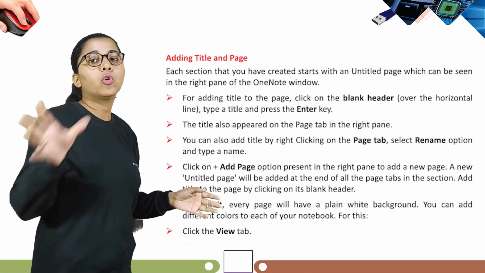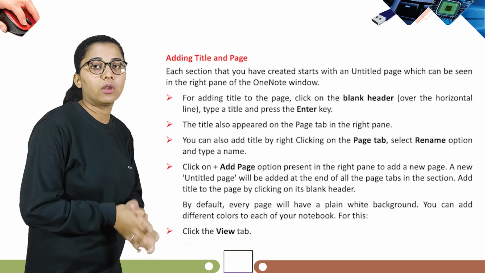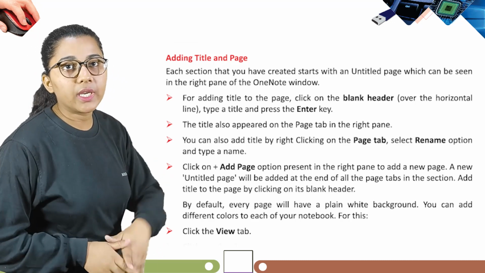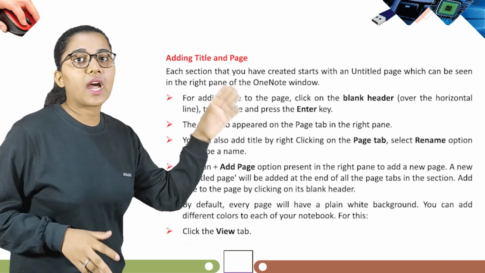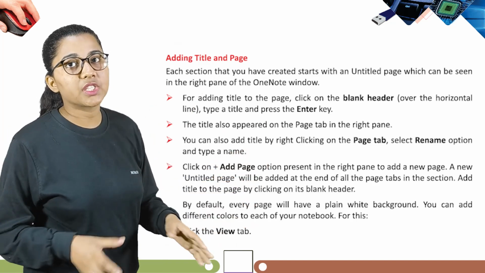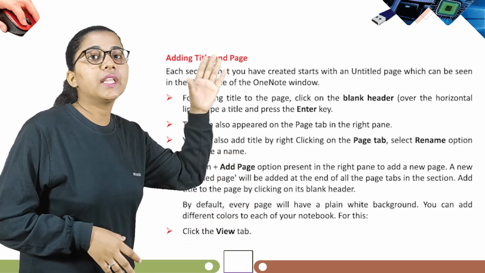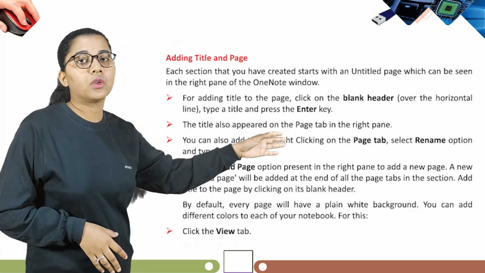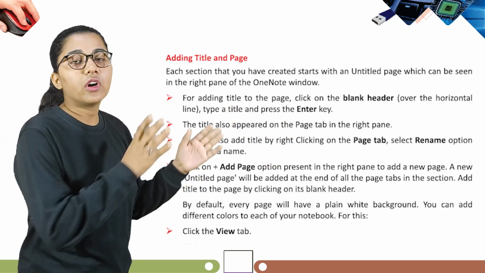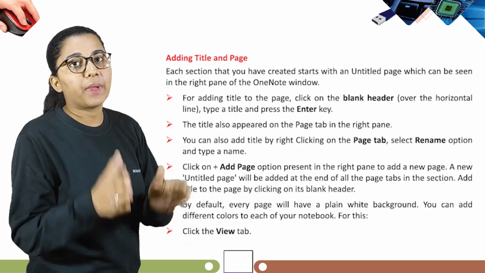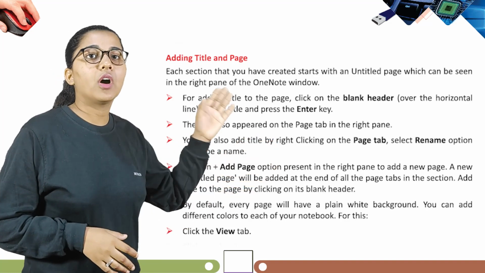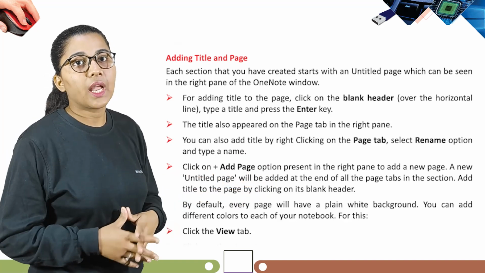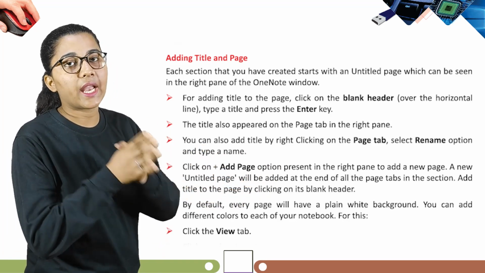Now students, let's start our new topic, that is adding titles and pages. How will you add more pages or titles in OneNote? We are going to learn about it in this topic. Each section that you have created starts with an untitled page which can be seen in the right pane of the OneNote window. So first, for adding a title to the page, click on the blank header, that is over the horizontal line. Then type a title and press the enter key.